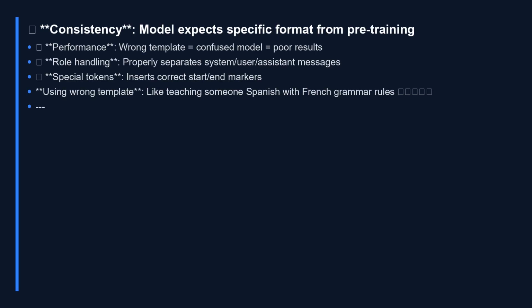Think about why this matters at a deeper level. During pre-training, the model saw its training data formatted with specific delimiters every single time. That formatting became part of how it learned to predict the next token. When you fine-tune with a different format, you're essentially teaching the model using a grammar it doesn't recognize, like tutoring someone in Spanish using French grammar rules. The content might be correct, but the structure is fighting against everything the model already knows. Consistency isn't just good practice here. It's the difference between a model that learns and one that memorizes noise.